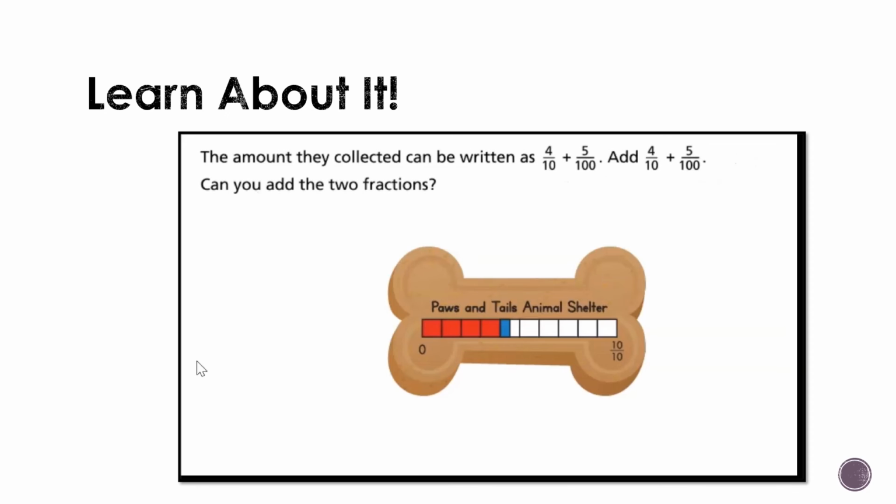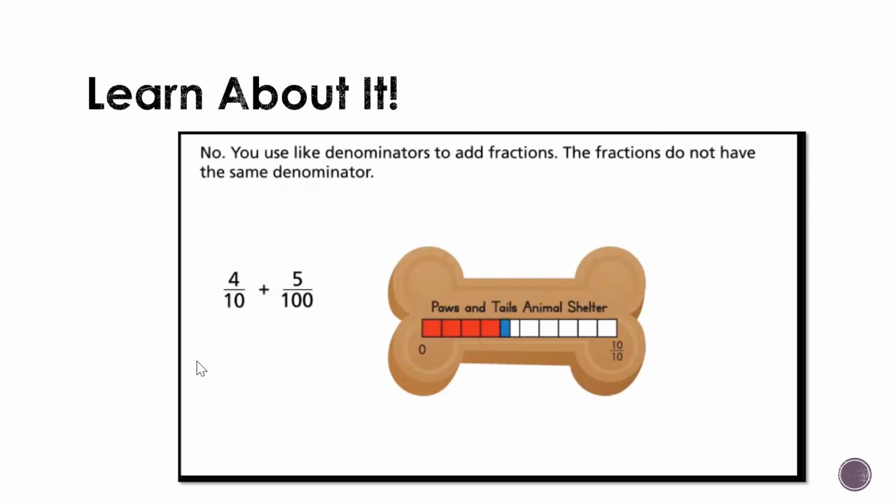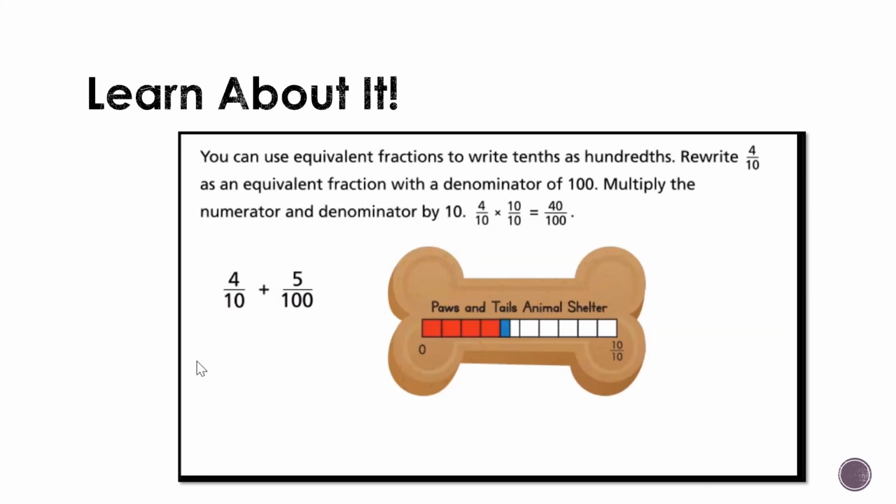The amount they collected can be written as 4/10ths plus 5/100ths. Can you add the two fractions? No. You use like denominators to add fractions. The fractions do not have the same denominator. You can use equivalent fractions to write tenths as hundredths. Rewrite 4/10ths as an equivalent fraction with a denominator of 100. Multiply the numerator and denominator by 10. 4/10ths times 10/10ths equals 40/100ths.